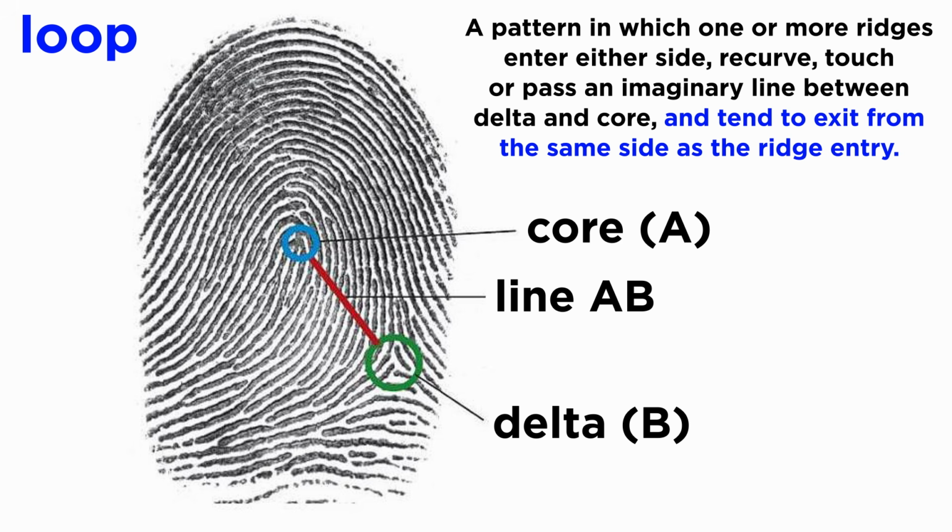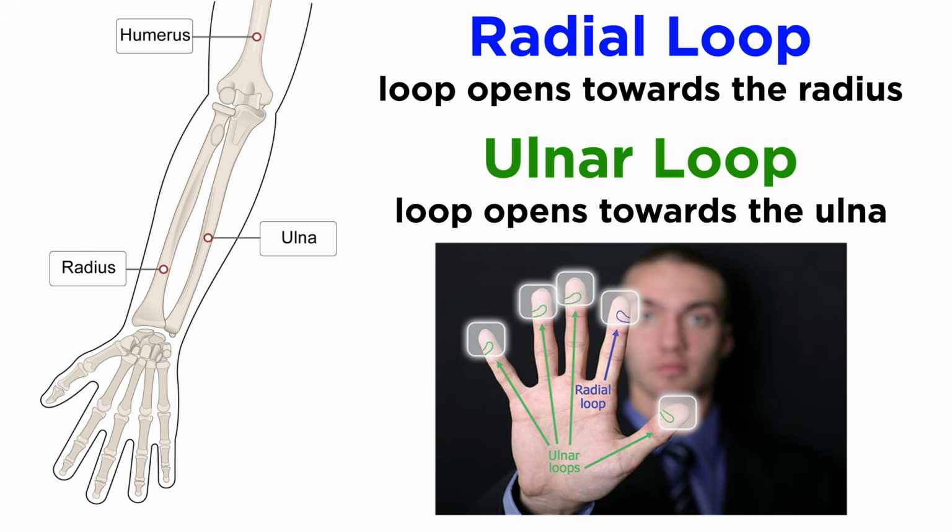The loop pattern is in turn classified into two types, radial loop and ulnar loop, named according to the bones radius and ulna. They are the long bones constituting our forearms. While the radius supports the thumb side, the ulna supports the pinky finger side of the forearm. If the loop opens in the direction of the radius, it is called a radial loop, while if the loop opens in the direction of the ulna, it is called an ulnar loop.